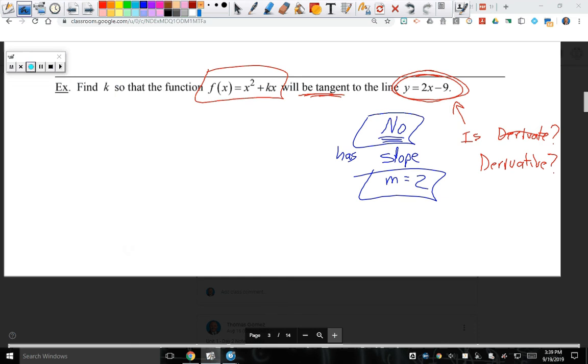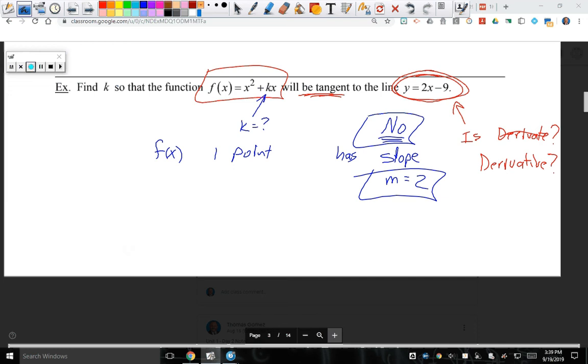Alec? Trying to find a value of k. Okay. Where the function f of x has one point that it shares with the line y equals 2x minus 9. Okay, okay. You see how he's putting together everything that's been said, and he's even building more than what he might have originally thought. And right now he's the closest to what it is.